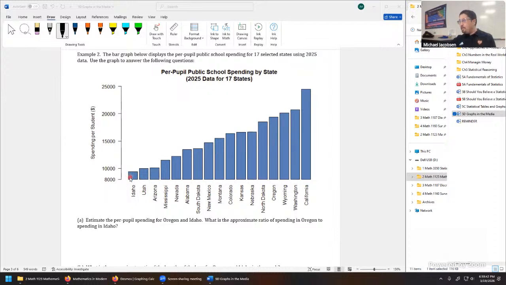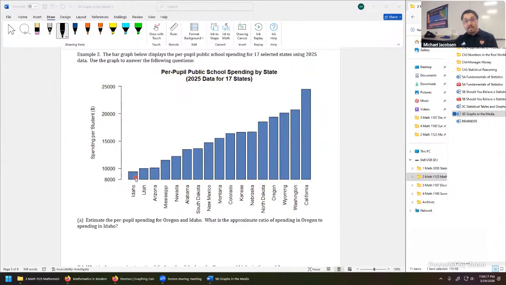But another thing that's really weird about this is if you're comparing Idaho to, say, Oregon, like we're going to do in part A, here's Oregon. Oregon's bar is this high. That looks like it's about 10 times as big as Idaho. That's not telling a very honest story though, because the actual per pupil public spending in Oregon is not 10 times the amount spent in Idaho. Not even close. It's definitely more, but this graph is exaggerating the change way too much.